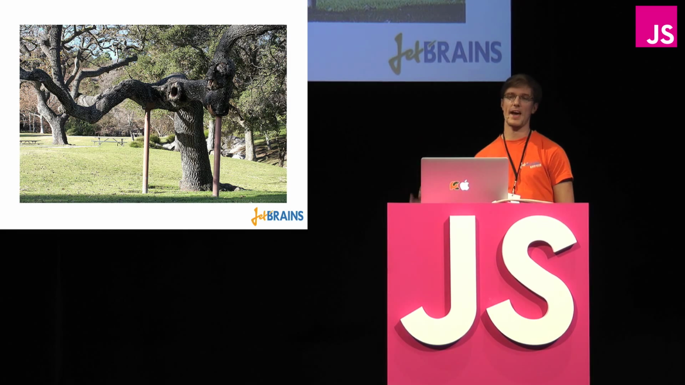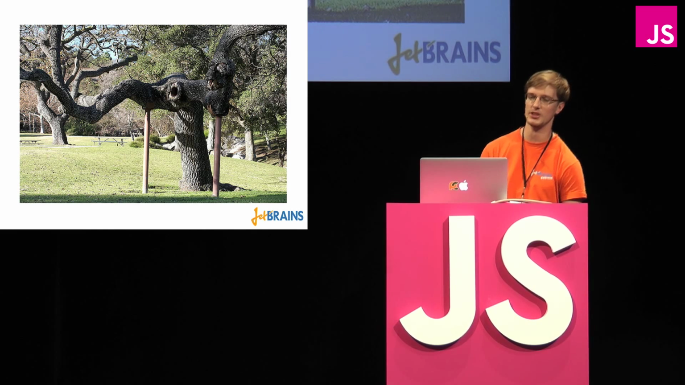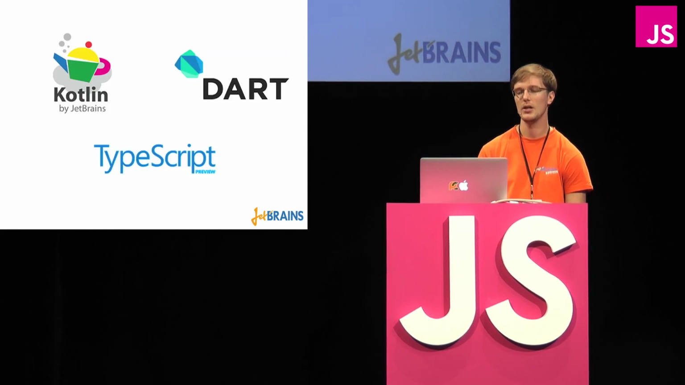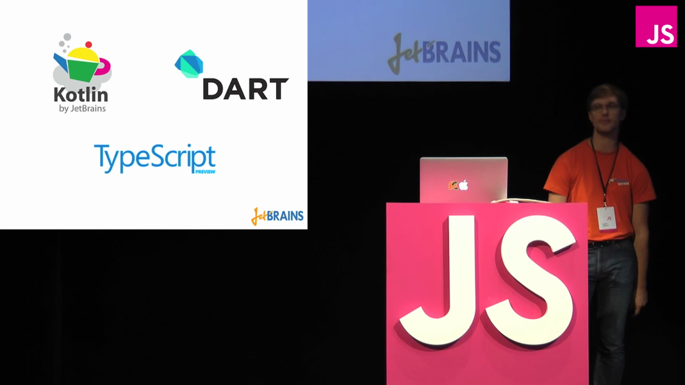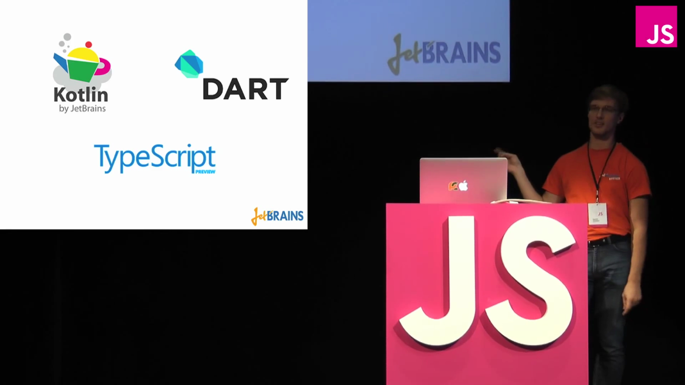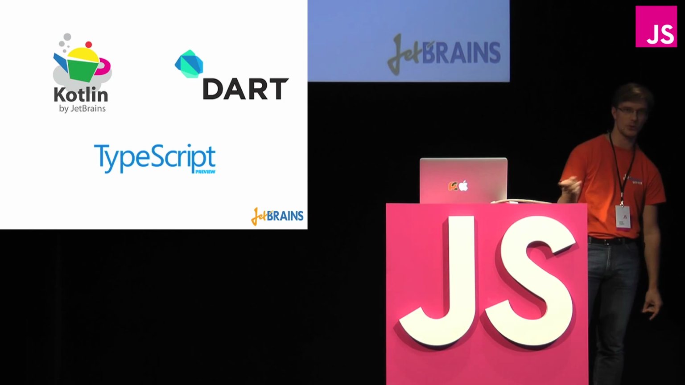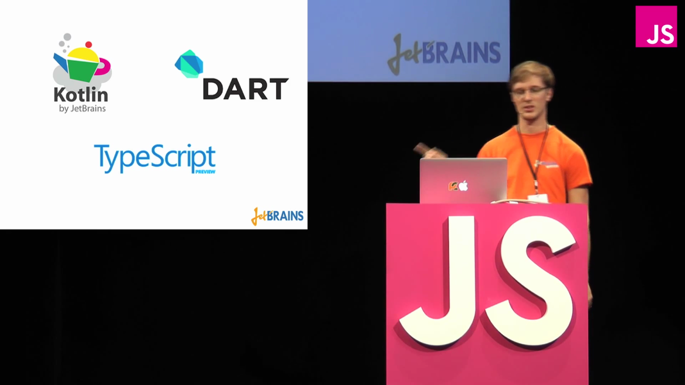Now, how can you actually put types in your JavaScript? So this was a bit of the why part, and now, how can you actually do that? First of all, there are a bunch of languages that compile to JavaScript and that have fully supported static type systems. These are just a few of them. There are actually others. Kotlin is made by JetBrains, so this is also something that I have worked on previously, but this is not what this talk is about.